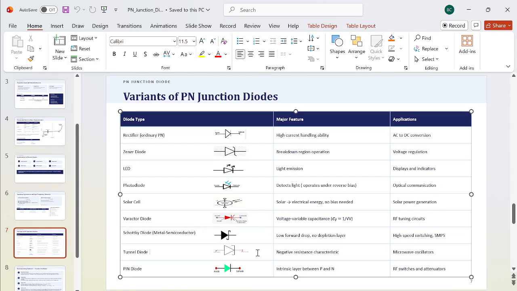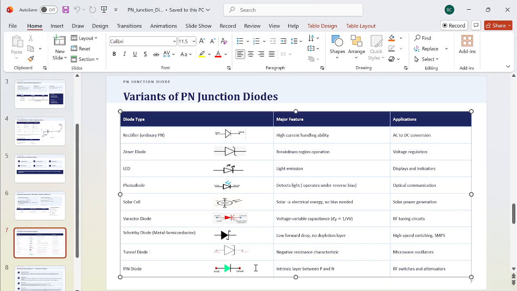So this tunnel diode is important because of an important feature of its characteristics, and that is the presence of negative resistance. In its IV characteristics, a part of the characteristics shows a decrease in current with increase in the forward voltage. That means it shows a negative dynamic resistance, and this property makes it useful in microwave oscillators.